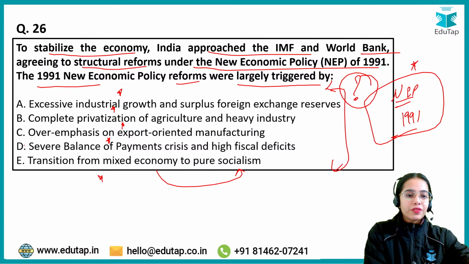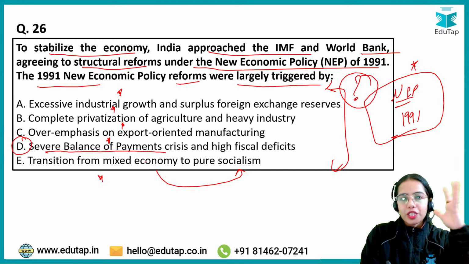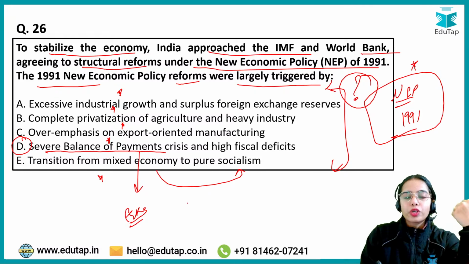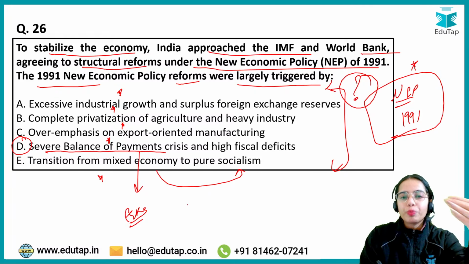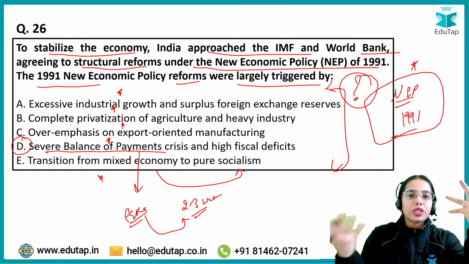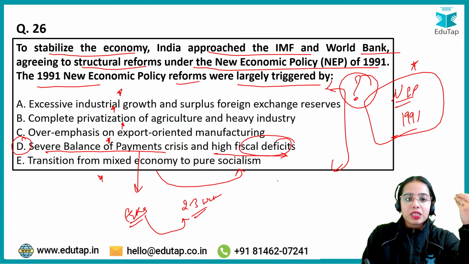So it was severe balance of payment crisis. We were in the worst kind of balance of payment crisis. We did not have enough foreign exchange reserves to import the oil or the necessary raw material or to pay our interest after 2 to 3 weeks. So the foreign exchange reserves were not sufficient after 2 to 3 weeks. So the balance of payment crisis was there, as well as high fiscal deficit. Fiscal deficit means the government deficit. The government fiscal deficit was very, very high.